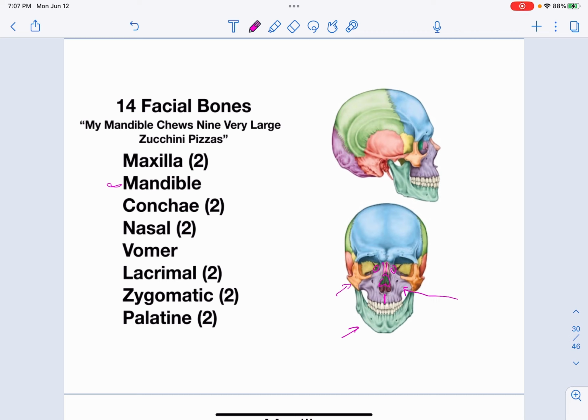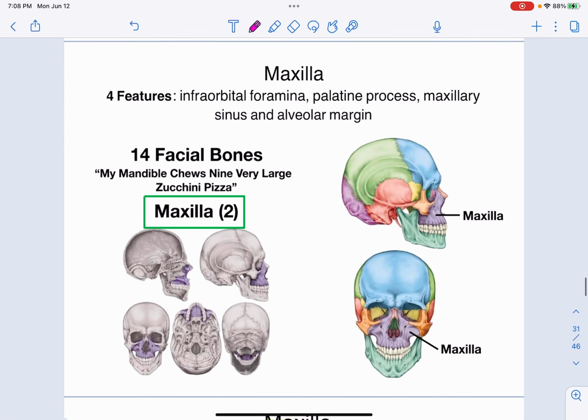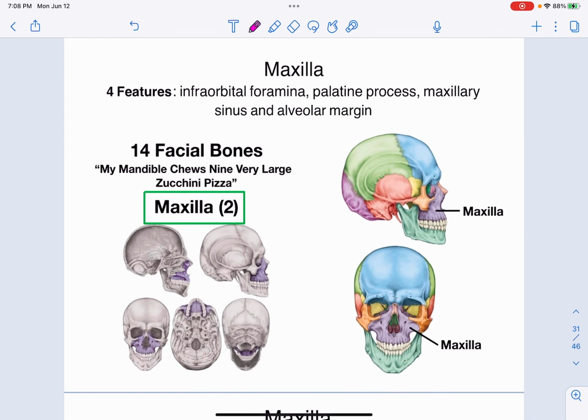I will put little stickers on them, and you will have to recall the names of the features or the name of the bone. So there's really not a multiple choice situation. You have to know them well enough to be able to recall them. All right, so let's talk about the maxilla first. The maxilla is the upper jaw.